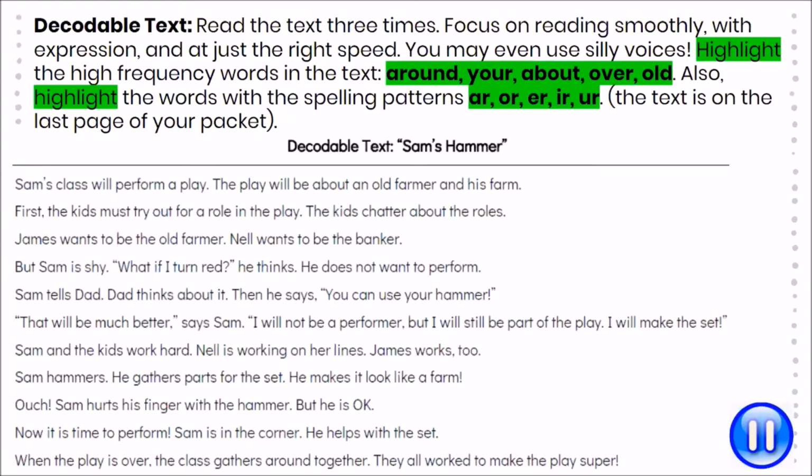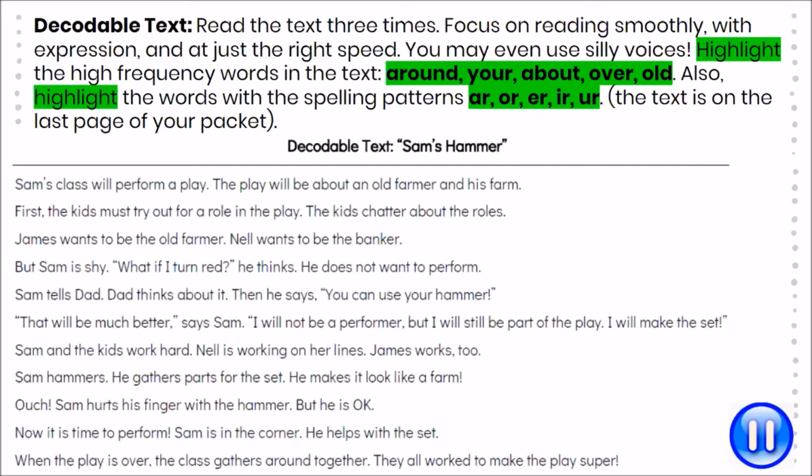Decodable text. You will read the decodable text 3 times. Focus on reading smoothly, with expression, and at just the right speed. You may even use silly voices. Highlight the high-frequency words in the text.